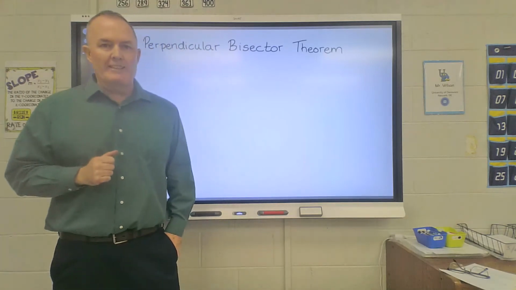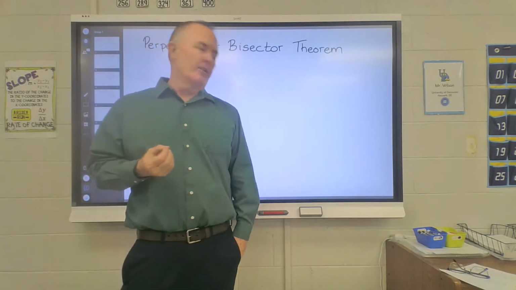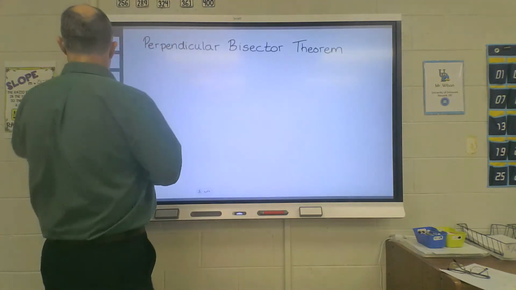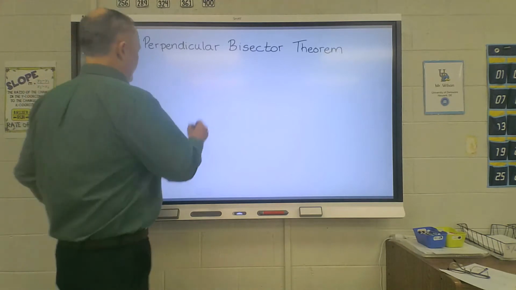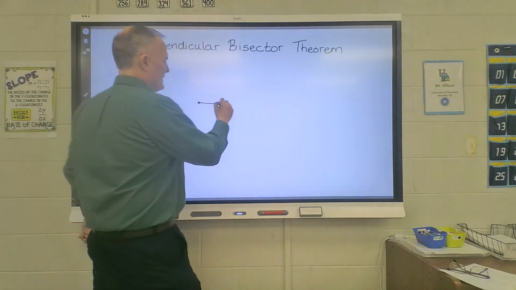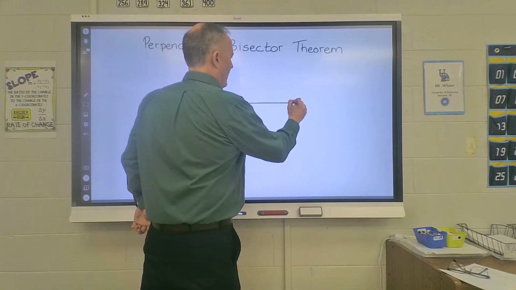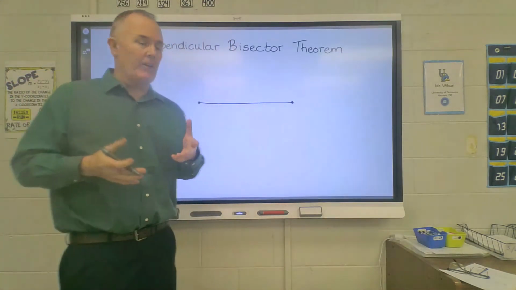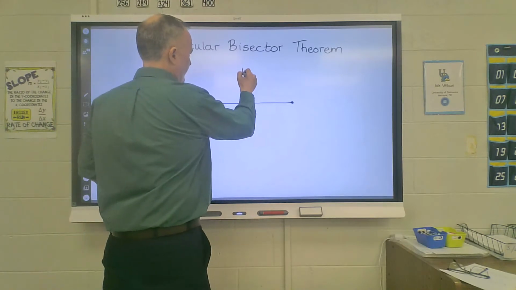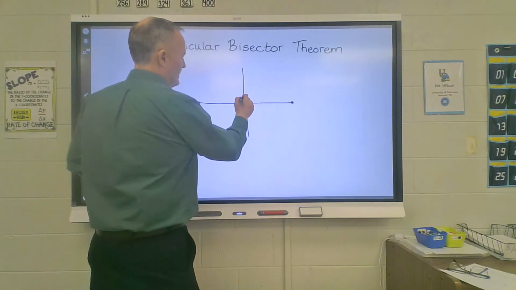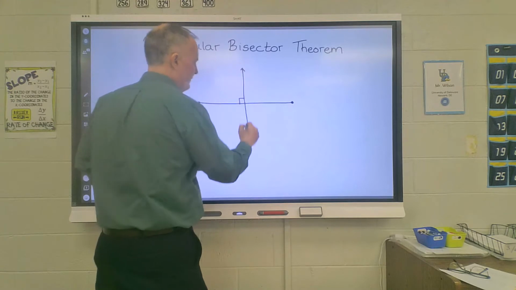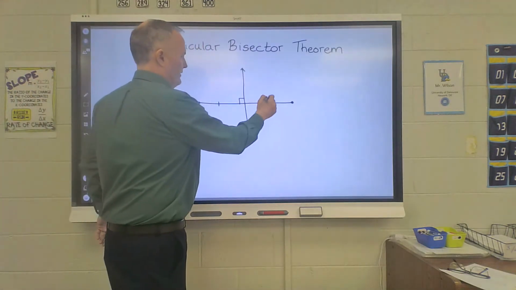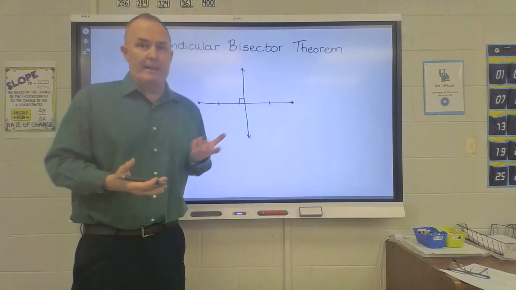The first thing we're going to talk about today is the perpendicular bisector theorem. What that says is that if we have a line segment, and we have another line that bisects that line segment perpendicularly, like so, for a 90-degree angle. If it cuts this line segment perfectly in half, it bisects it because they're the same distance.